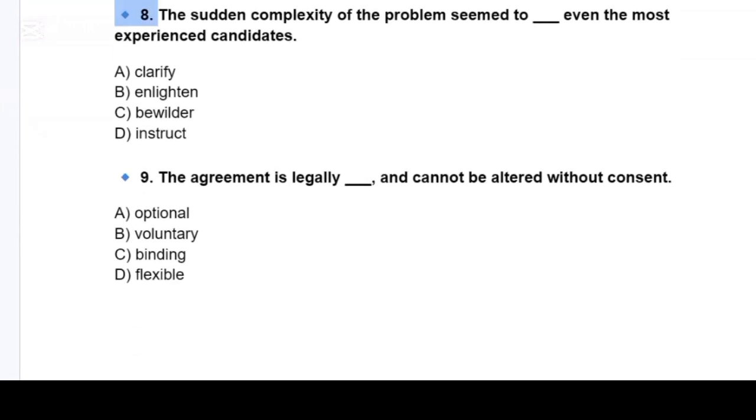Eighth: the sudden complexity of the problem seemed to dash even the most experienced candidates. The most experienced candidates were being exposed with complexity. So the sudden complexity of the problem seemed to dash, seem to clarify, seem to enlighten, seem to bewilder, or seem to instruct. So bewilder is correct here. Bewilder means surprised.